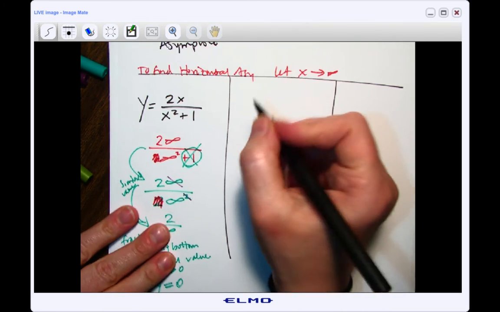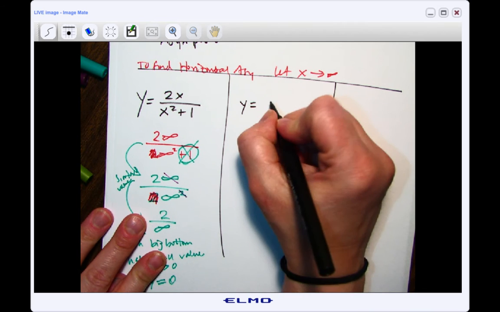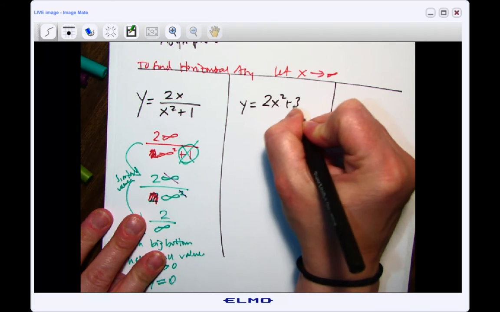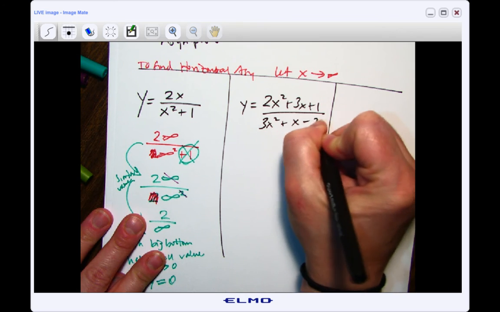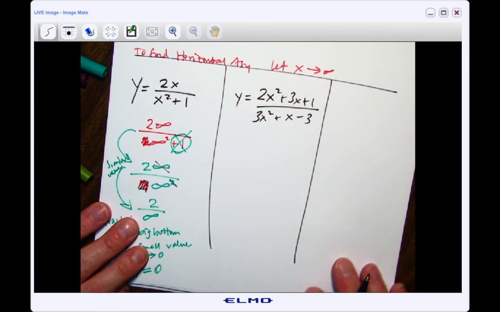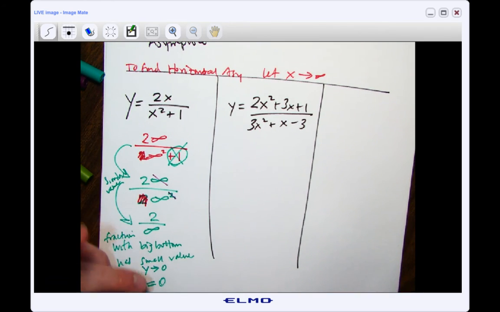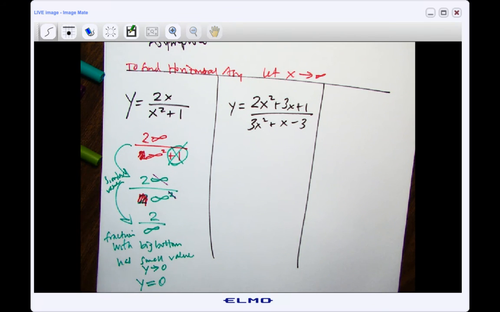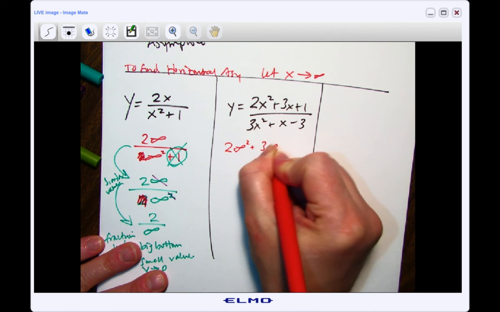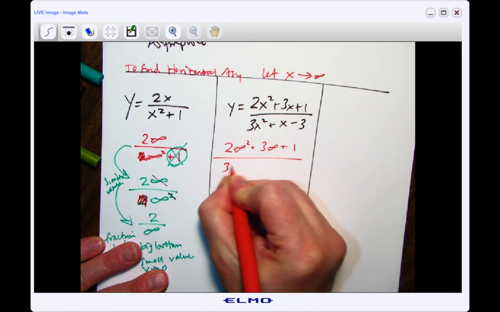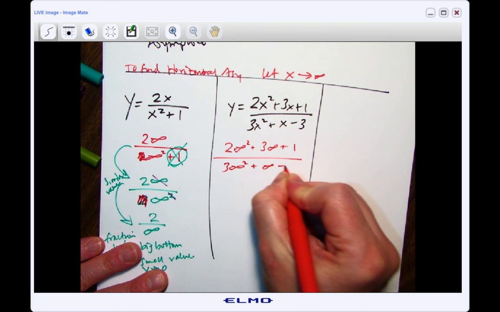If you have something that looks like this, well, this one's a little bit different, because what's going to happen here is I'm going to put in infinity for the numbers, right? So we're going to have 2 infinity squared plus 3 times infinity plus 1 over 3 infinity squared plus infinity minus 3.